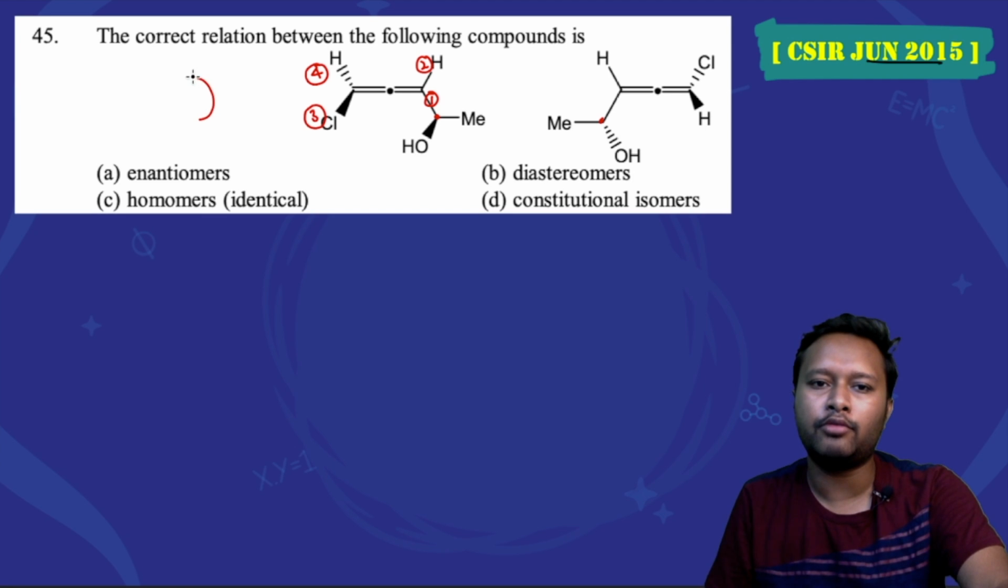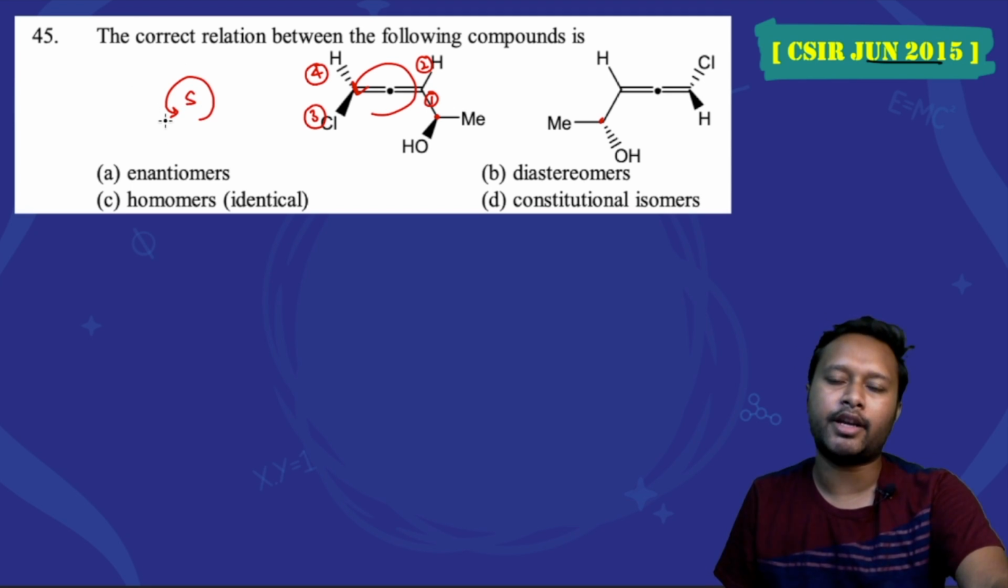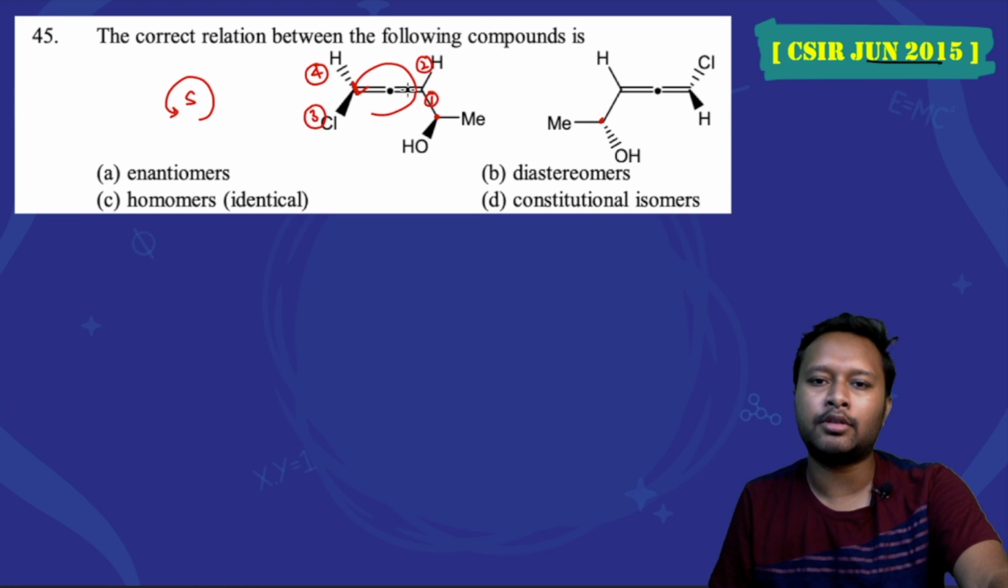So from 1, 2 and 3 we are going in this direction, right? So 1, 2 and 3, it's going in this direction. So this particular rotation is S. Okay, it's anti-clockwise, so that's why it will be S. So the stereochemistry for the allene part comes out to S. Okay, so that's one thing.